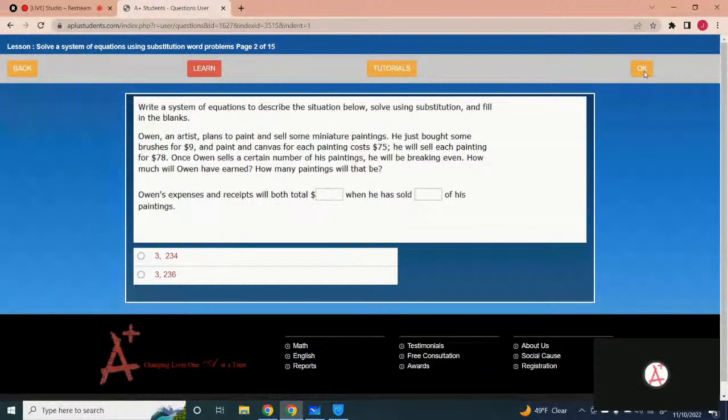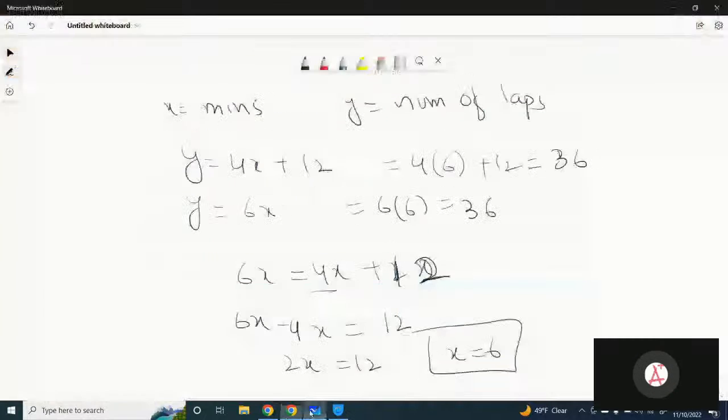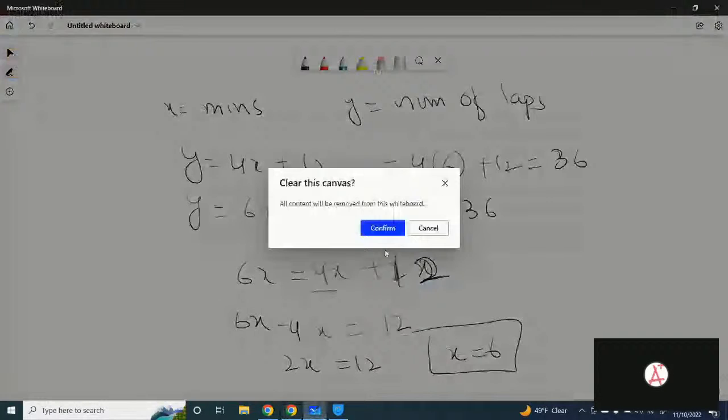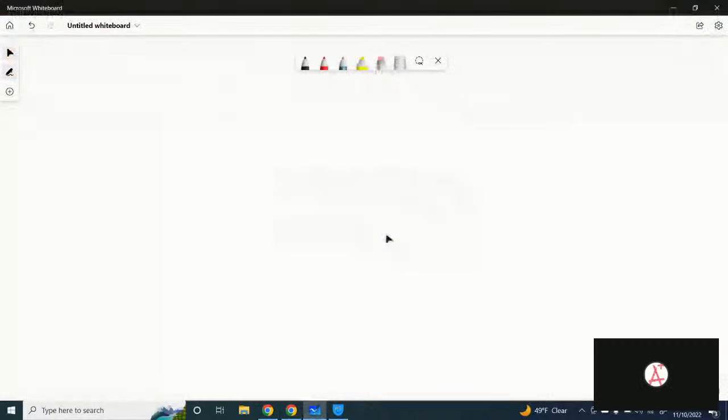Let's suppose X is the number of paintings and Y is the cost in dollars. Got it? So let me read the equation. Let me read once again.